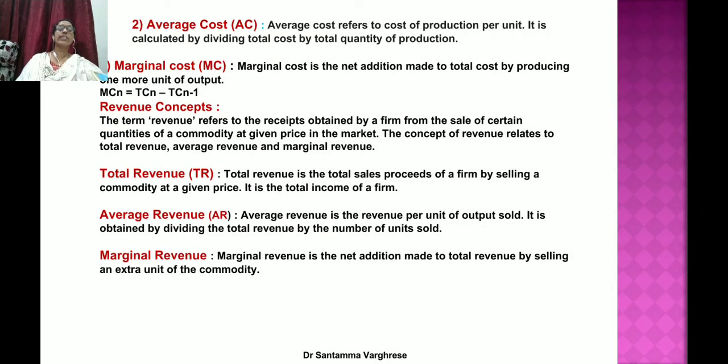Then we study the second cost concept, that is average cost. Average cost refers to cost of production per unit.